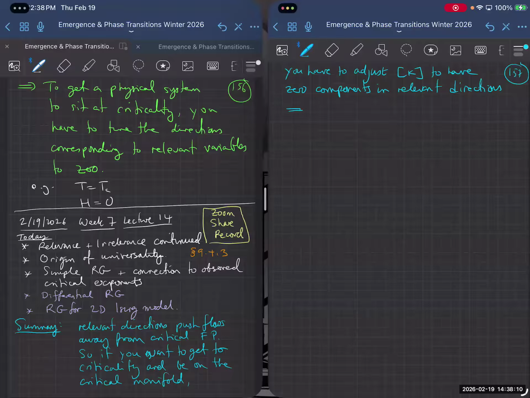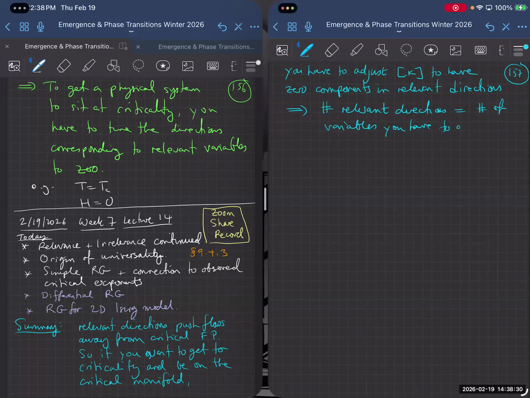And so what that means is that the number of relevant directions is equal to the number of variables you have to adjust in the lab to get your system to be at criticality.